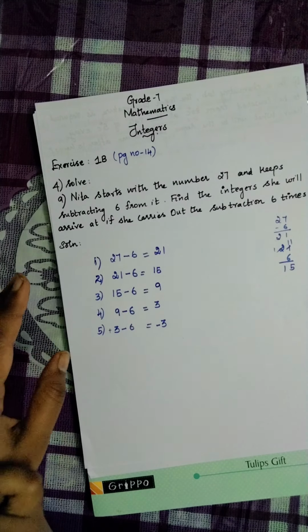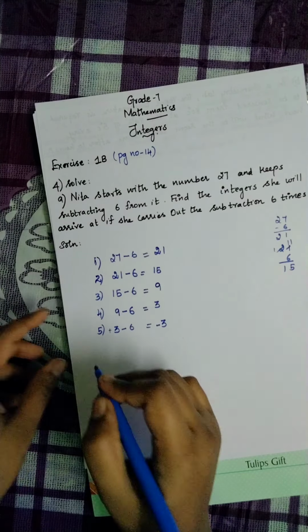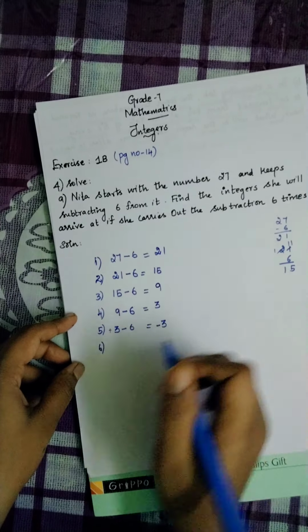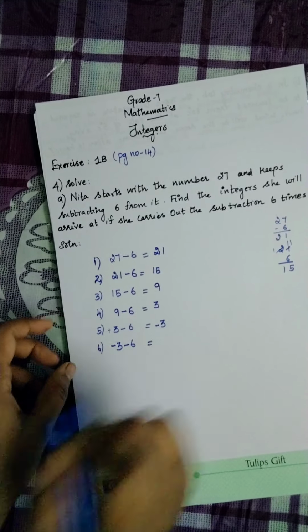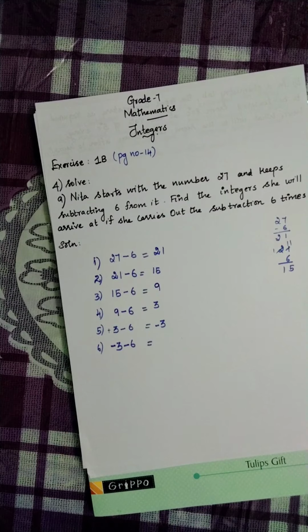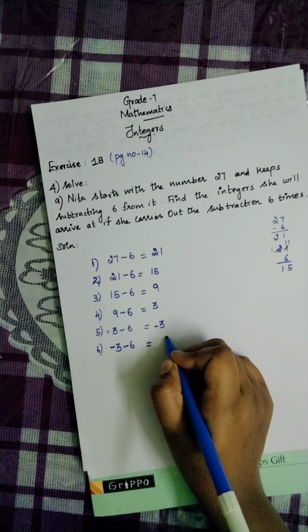Okay. Totally, I have found it for 5 times. Finally, the 6th time. Our answer is minus 3 minus 6. What is the answer? Both have the same sign. Same sign means we need to add both the numbers. That is 3 plus 6 is 9.